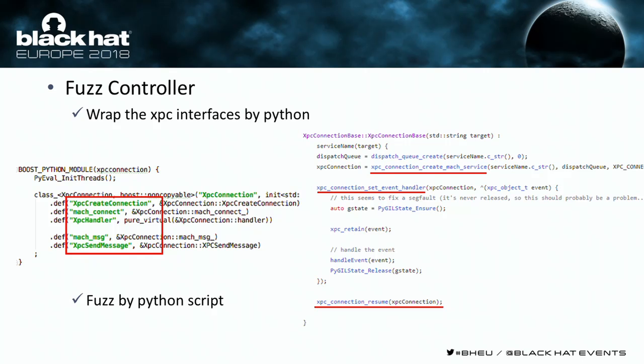Actually, in order to easily control our fuzzing tool, we wrapped the main interface with a Python script, including getting the XPC service connection, event handler, and message send functions. Then we use Python to implement the whole fuzzing process, from message generation and construction, to sending them to the target XPC service.